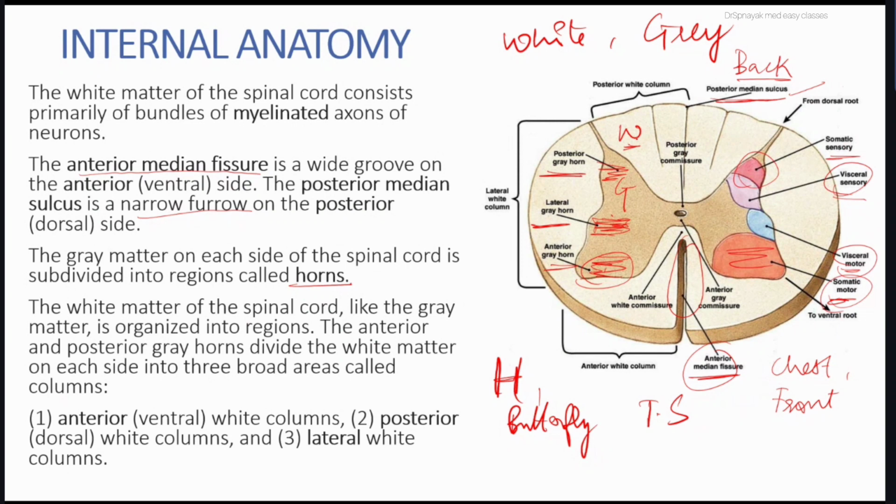Now, because of the gray matter, the white matter is also divided into a few regions. As we can see here from this sulcus, this is one of the white regions, which is known as the posterior white column. And this is the second region, which is known as the lateral white column. And this is the third region, which is known as the anterior white column. So it is mentioned here, the white matter of the spinal cord is also organized into regions, and it is broadly divided into areas known as the anterior white column, the posterior white column, and the lateral white column.